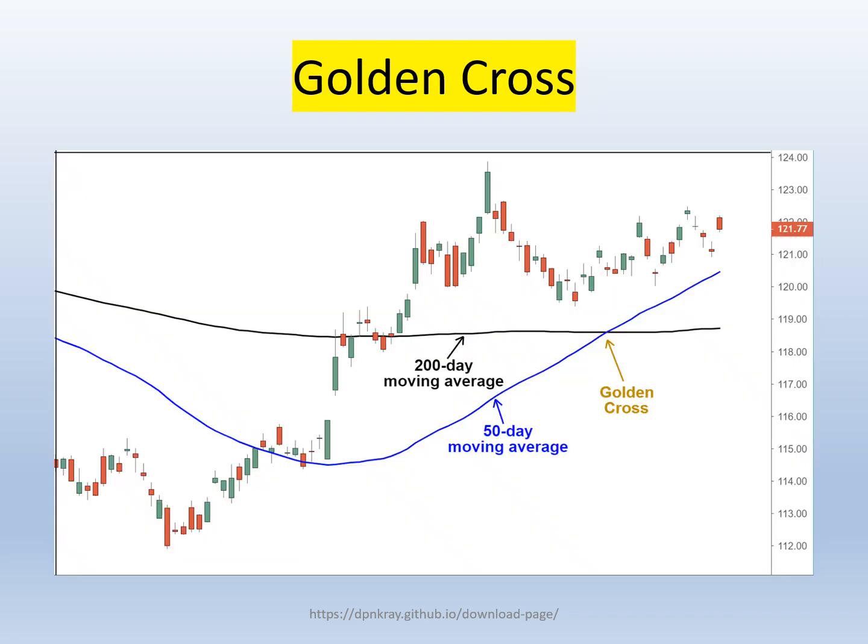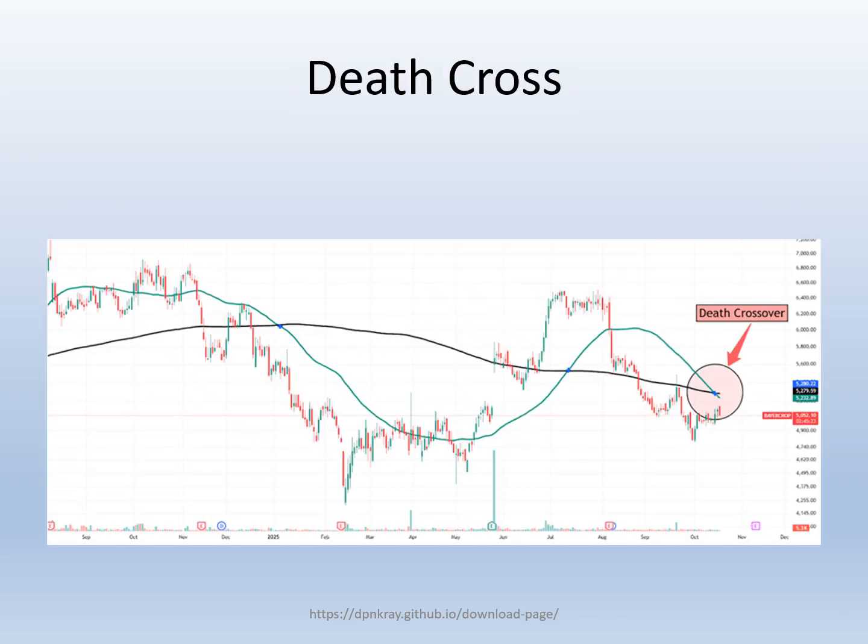For example, consider this one. This one is the fast SMA, this one is the slow SMA, and here it is crossing above the slow SMA. So it is a golden crossover. And in this case, this is the fast SMA and this one is the slow SMA, and this fast SMA is going below the slow SMA, so it is a death crossover.